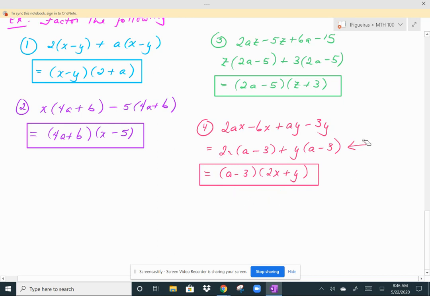So if you happen to write it in the other order, and this is true for all of the examples we did, 2x plus y times a minus 3 means the same thing. These are equivalent. And that's true for all of the expressions that we factored today. Multiplication is commutative, so the order of how you multiply doesn't matter.